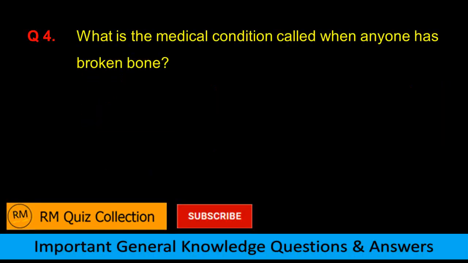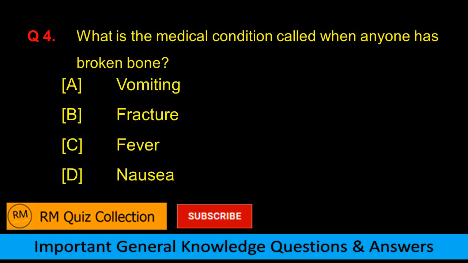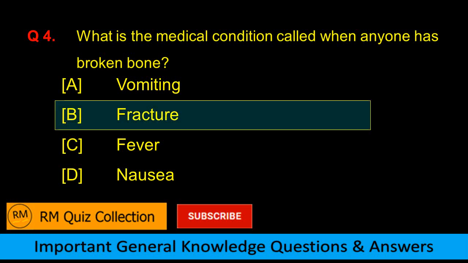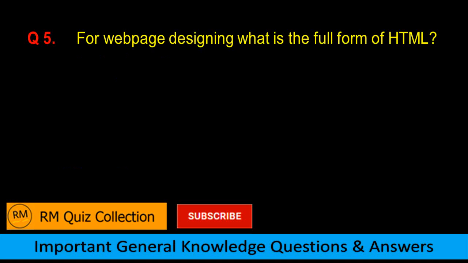Question 4. What is the medical condition called when anyone has broken bone? Your options are A. Vomiting, B. Fracture, C. Fever, D. Nausea. Your answer will be option B. Fracture.